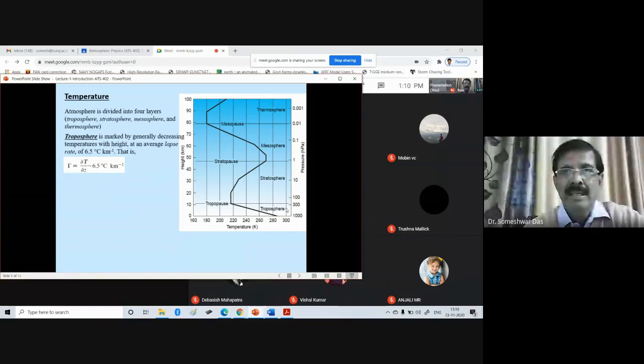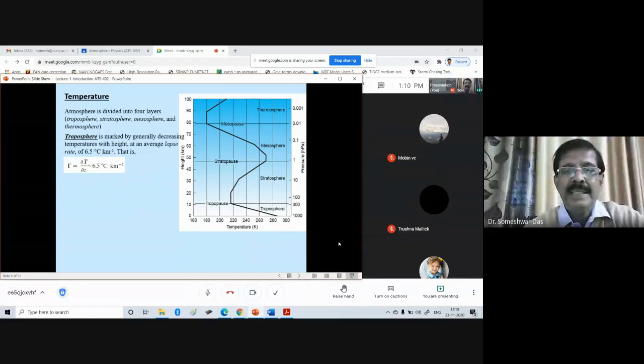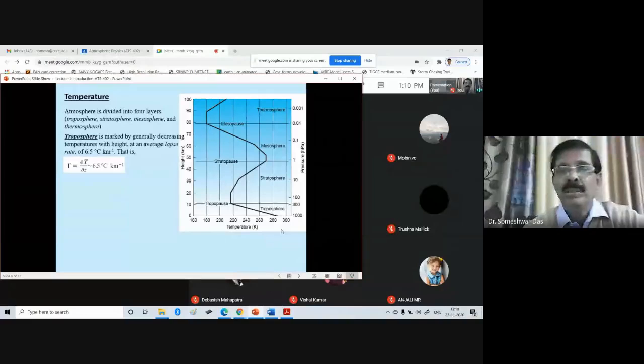The inversion can occur both at the ground, at the surface, as well as in the layer above the surface. And that is one of the very important things for the formation of fog. The presence of inversion is very, very important for the occurrence of fog, right?